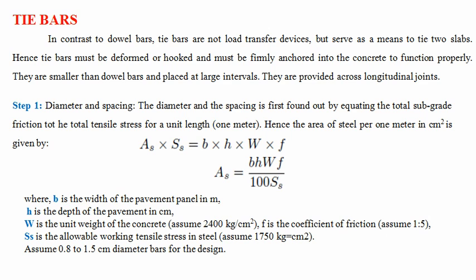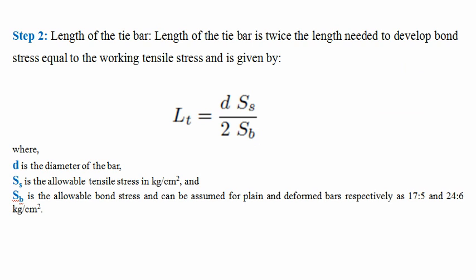F is the coefficient of friction, which is assumed to be 1.5. Then S_S is the allowable working tensile stress in the steel, which is assumed as 1750 kg per centimeter square, and we have to assume 0.8 to 1.5 centimeter bar for the design of the tie bars. Next, the length of the tie bar.